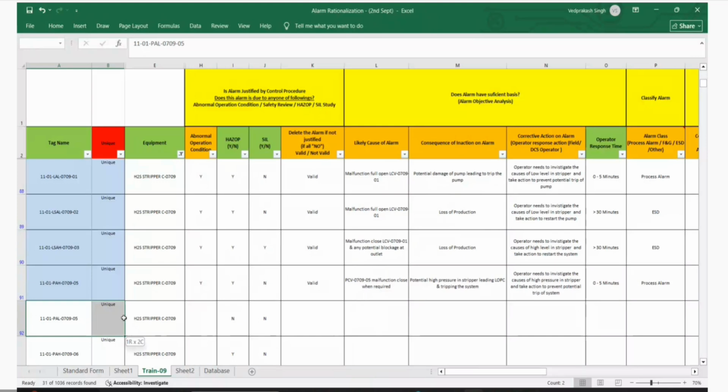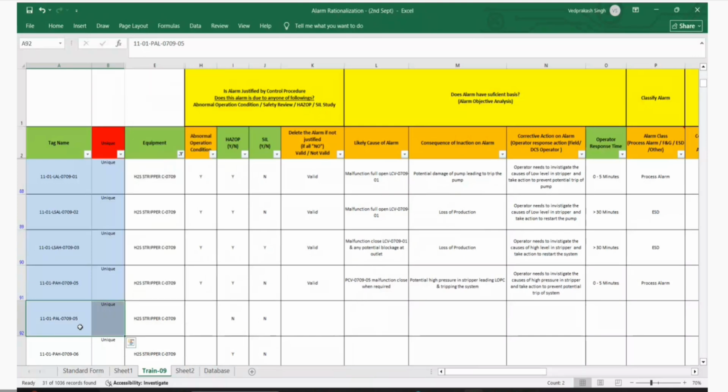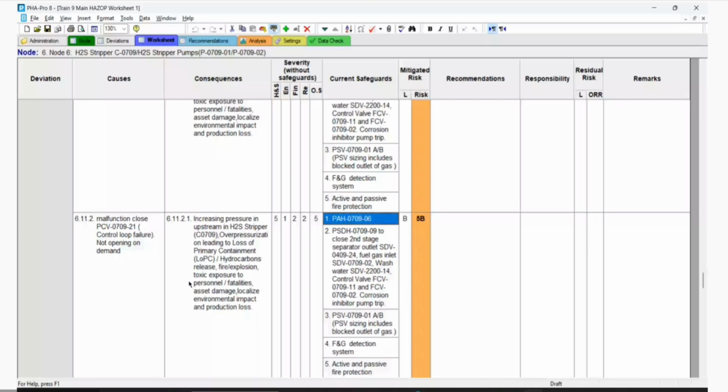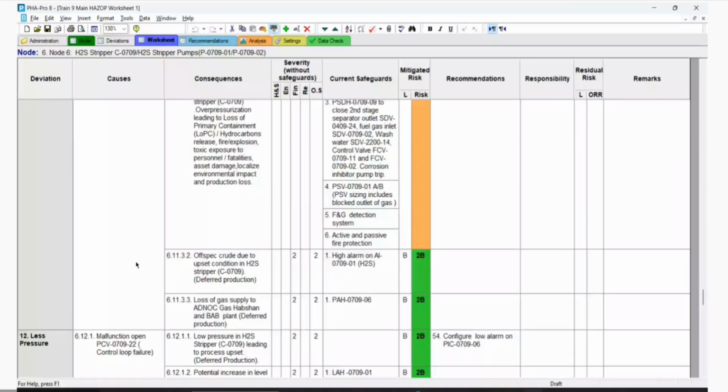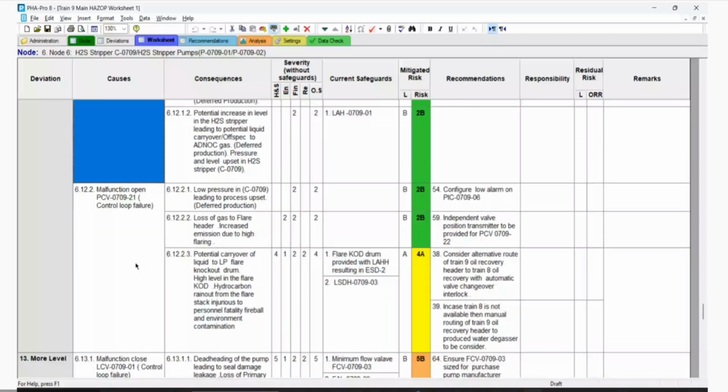Okay, PAL, it is same there, right? In the same PAL, yes. Yeah, this is 05, same transmitter. So PAL, same transmitter, widely open, malfunction full open, less pressure. So email one, this is less pressure.